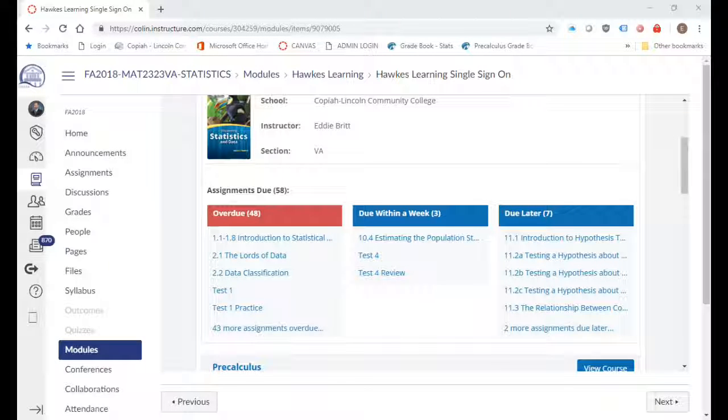Hello everyone. I'm going to work on your test 4 review for you. Your test 4 can be found on the Hawks Learning website. You're going to have all the same values that I have if you go in and work the review.